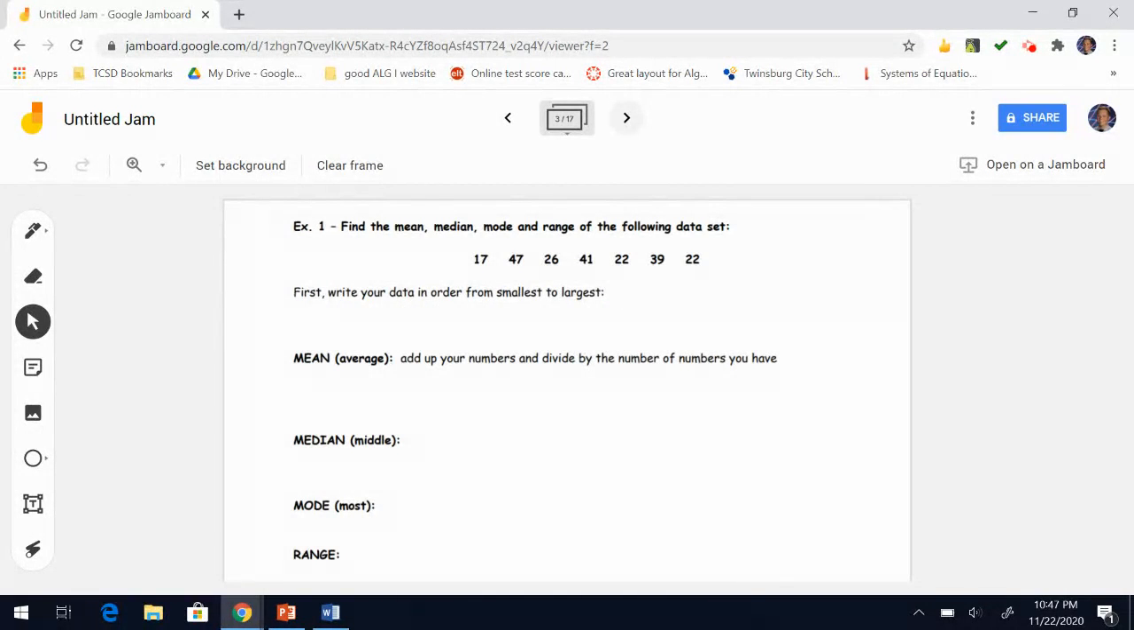All right, find the mean, median, mode, range for the following set. First, what we have to do is write our data in order. So let's go with 17, and then cross that off. We go 22, cross that off, another 22. So there's my mode so far. We're going in order, so now 26, 39, 41, and 47.